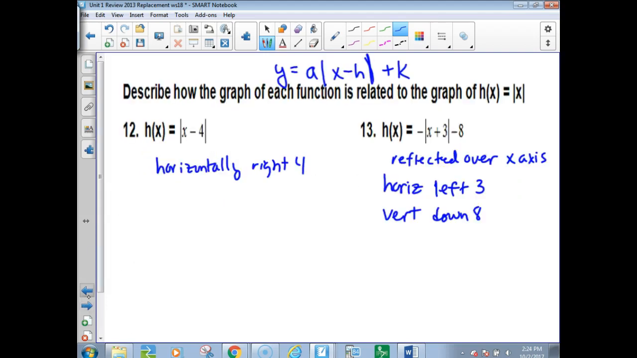Okay. I don't know, I've talked about these quite a bit. This is the format where A either reflects or stretches or shrinks the graph. H moves it right or left, and K moves it up or down. So this would be a horizontal shift of right 4. The negative sign reflects it over the x-axis, and then there's a horizontal shift of left 3 and vertical shift down 8.